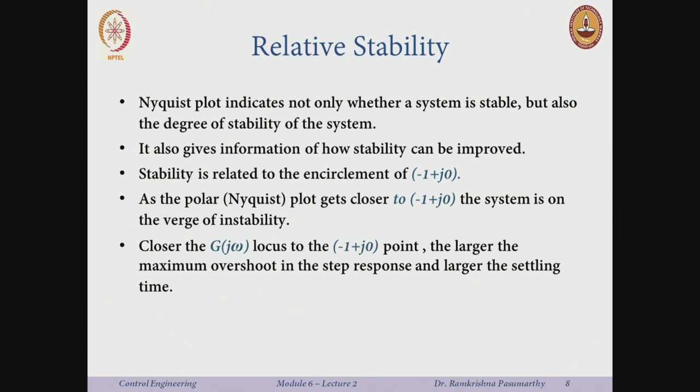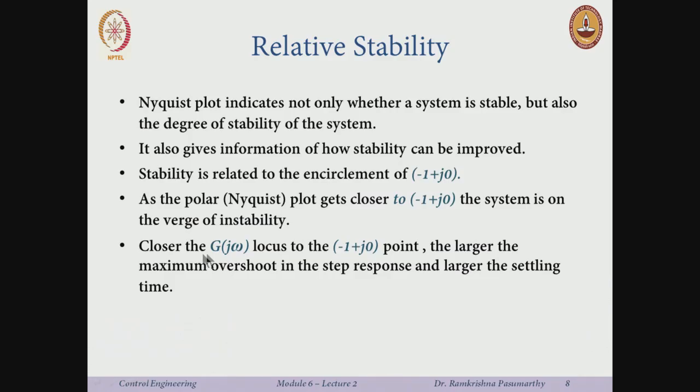Now, what is then the beauty of the Nyquist plot? The Nyquist plot indicates not only whether a system is stable, but also the degree of stability. We will also see how it gives some information on whether the system stability can be improved. Since the deciding factor is the point -1 plus j 0, and this entire stability criterion depends on the encirclement of the point -1 plus j 0, what does the plot tell us, either the polar or the Nyquist? As the plot gets closer and closer to -1 plus j 0, the system is on the verge of instability.